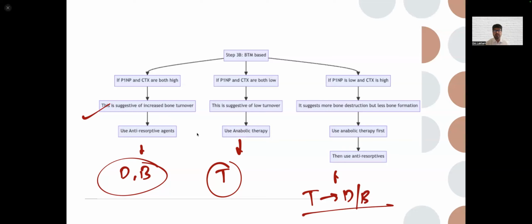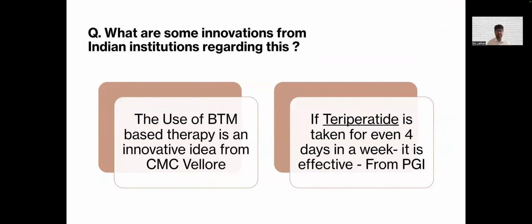Like I said, this is a very innovative approach. I've seen papers by CMC Vellore on this, and a little bit by PGI Chandigarh also. So it's a very good idea. Again, an Indian innovation which is very useful. These BTM based assessments are from CMC Vellore, credit to Dr. Thomas Paul. And there's another paper where they looked at teriparatide being given every 4 days in a week instead of daily. Again, that is a paper from PGI Chandigarh.